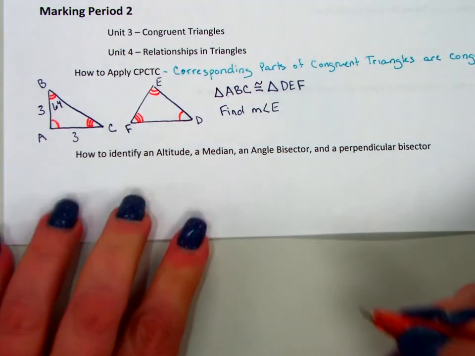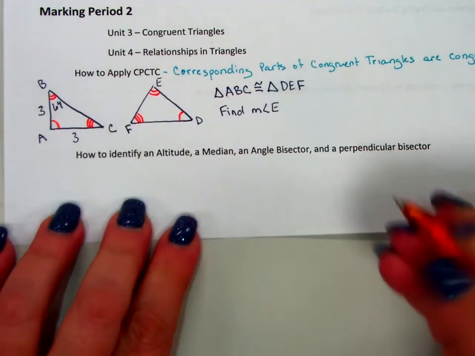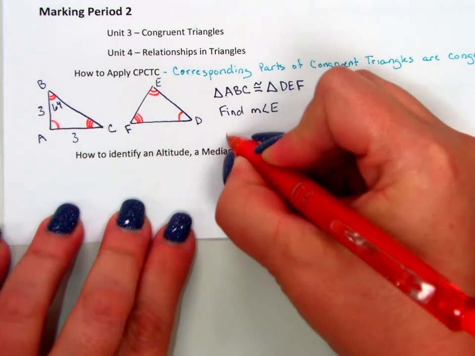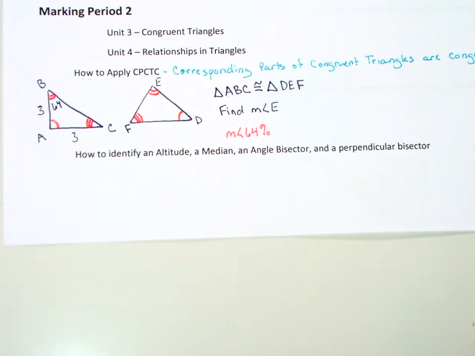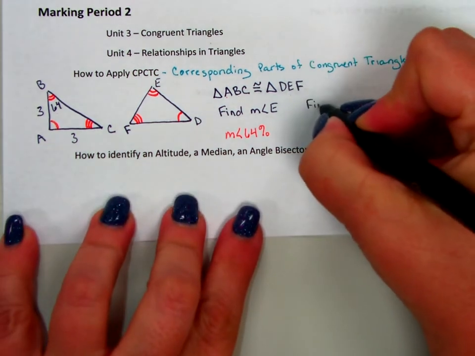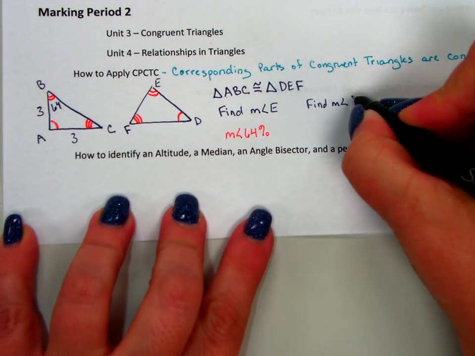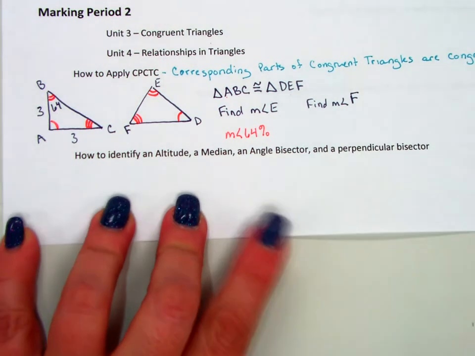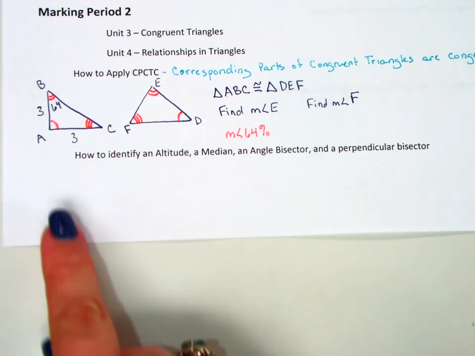How big is angle E? E matches with B. So E is 64 degrees. What if I said, find the measure of angle, let's go with F. F matches with C.